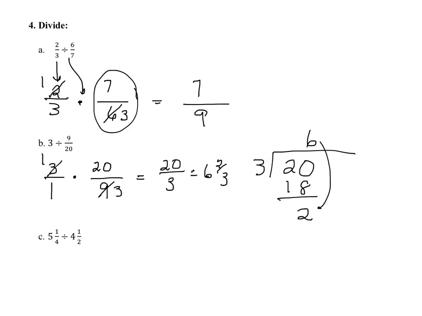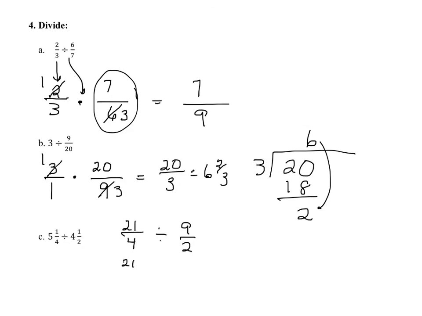Now, last but not least, C. I like to write all of my mixed numbers as improper fractions first. Don't invert, don't do anything. Rewrite the problem without mixed numbers. So this first one, 5 times 4 is 20, add 1 is 21/4, divided by, I haven't done anything with the inversion, 4 times 2 is 8, add 1 is 9/2. So now I'm free. I'm free to do it.